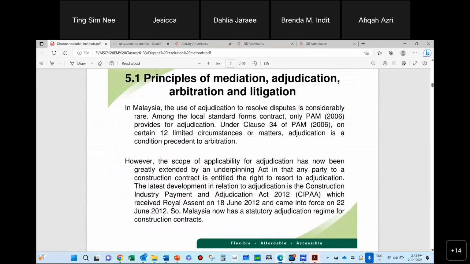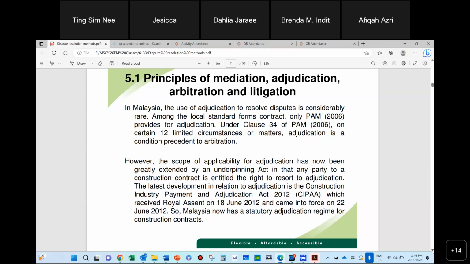Okay. So in Malaysia, the use of adjudication is very rare at the moment. Only PAM calls for adjudication. Okay. And there are only 12 limited circumstances or matters where adjudication is a condition precedent to arbitration, meaning that you must do adjudication first before you even consider arbitration. Okay. So that is only in PAM, unfortunately. The standard local one, but those that are company-based, with their own projects, some of them actually go for arbitration already.